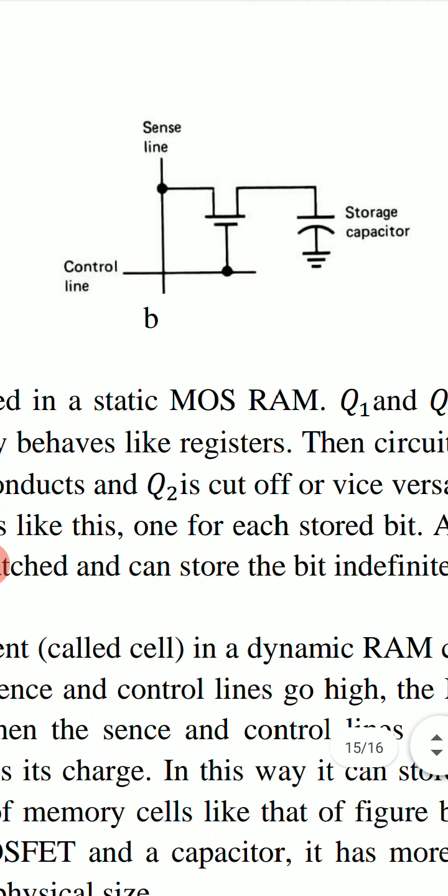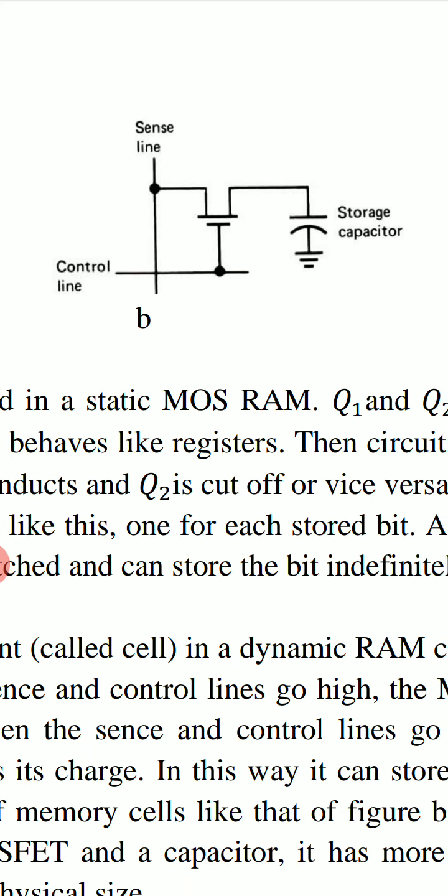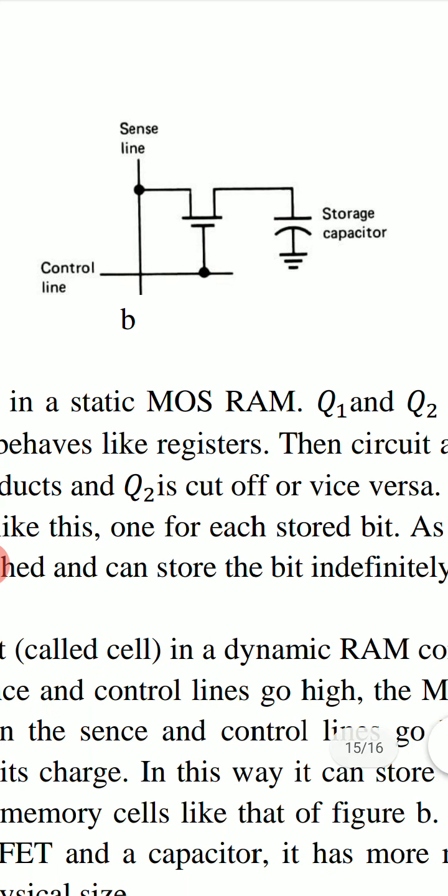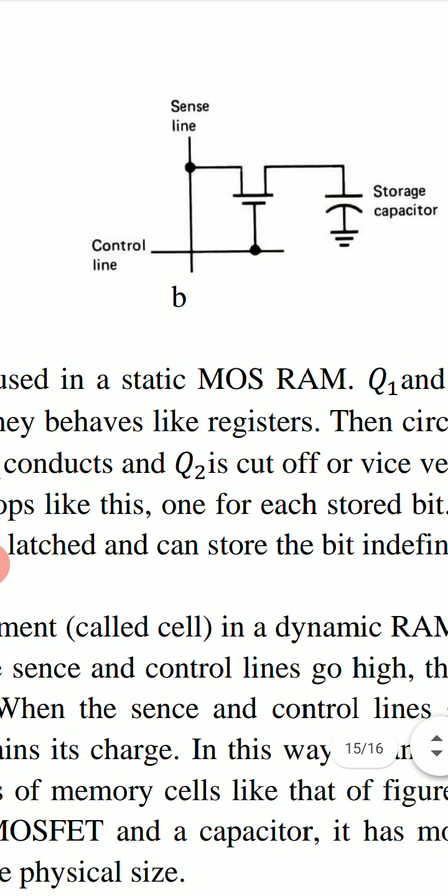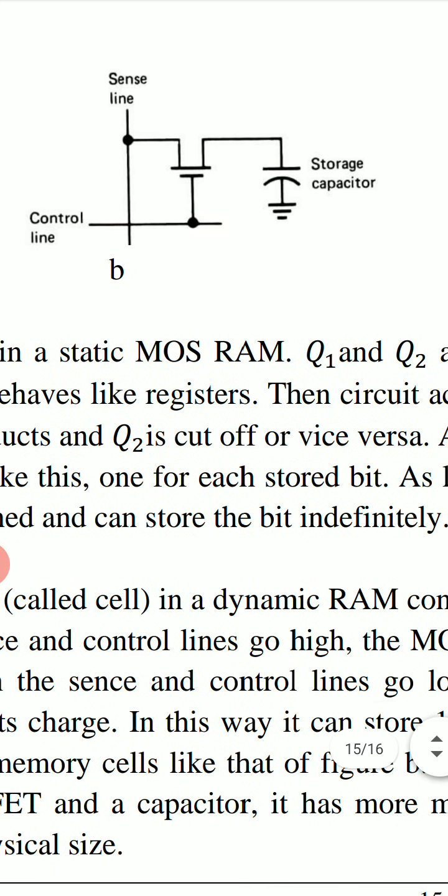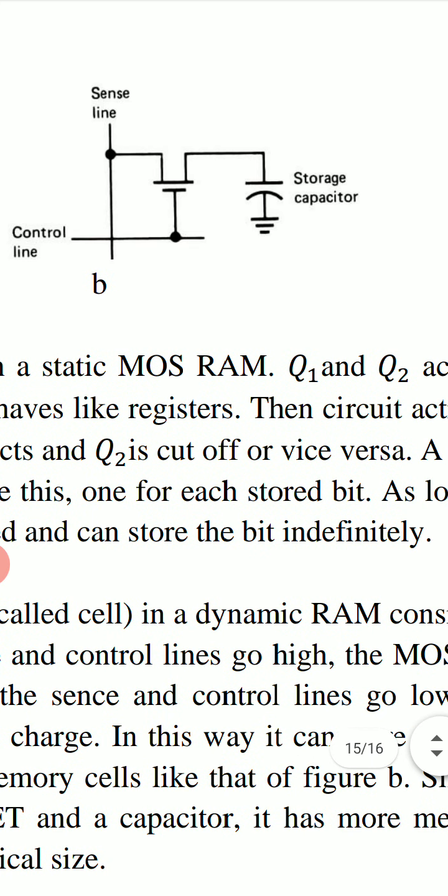When control line and sense line go high, meaning both lines are 1, then this MOSFET conducts and the capacitor charges. And when these two lines go low, become 0, control line and sense line both become 0, then this capacitor remains charged and it stores a bit.